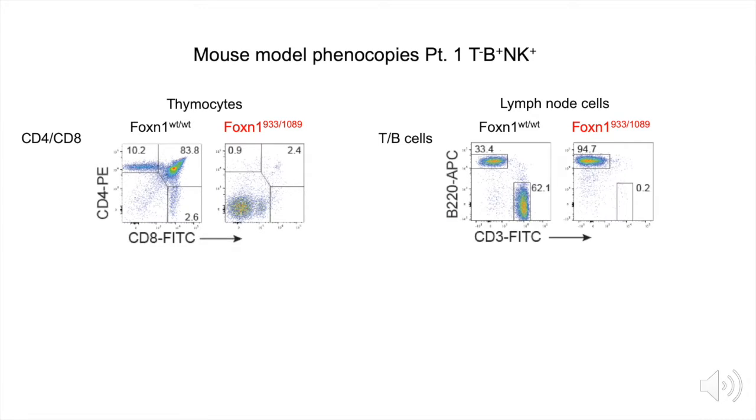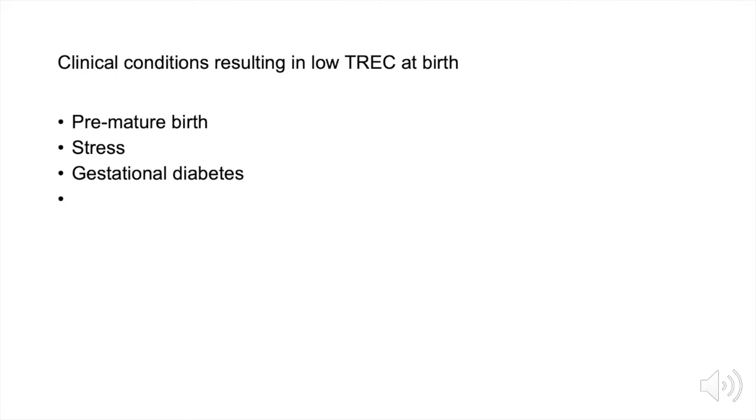And this is further reflected when one looks then at the periphery. In a normal mouse, one can stain for populations of B cells in the lymph node, marked by B220, and T cells, marked by CD3. In those mice that genocopied patient 1, we see B cells, but absolutely no T cells. We also looked at NK cells, and these mice had a T negative B plus NK plus phenotype, much like patient 1.